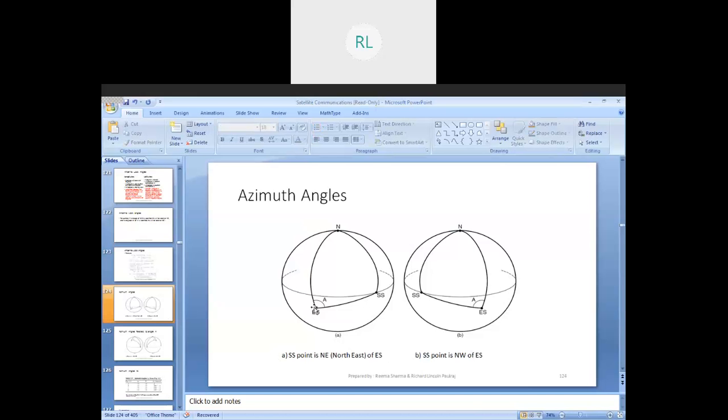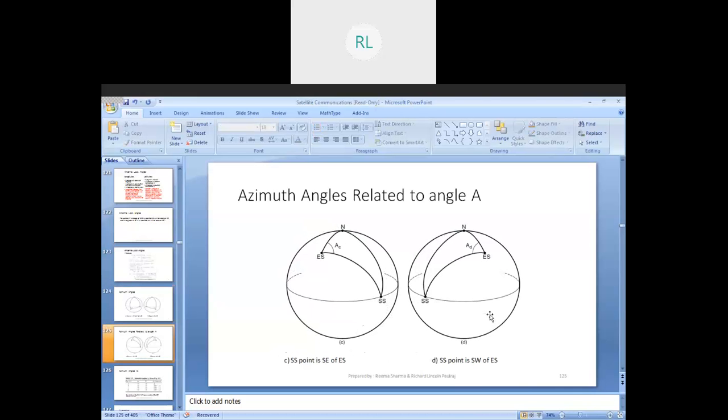Then your sub-satellite point is northwest of, which means I am just rotating it the other way. So this becomes your northwest of Earth station, because Earth station was here and now I shifted here. So the diagram wholly changes. And similarly towards the ES, southeast of ES and southwest, how it changes. Just a few diagrams so that it's easy for you to understand.